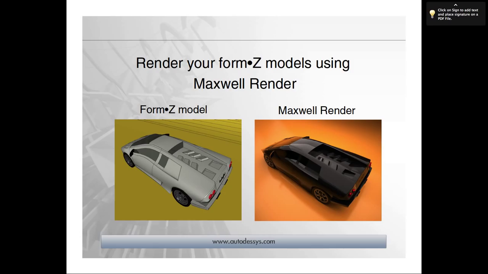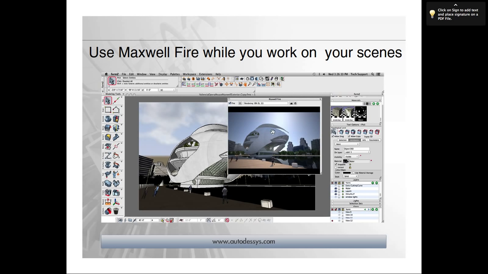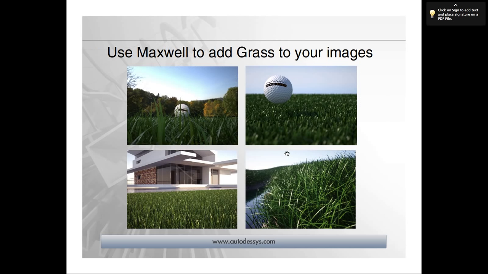Well, what is Maxwell? Maxwell is a third-party rendering application for Mac and Windows that you can purchase from NextLimit at nextlimit.com. Maxwell has great new features like Maxwell Fire, which is this real-time rendering window that allows you to preview your render as you work on your file, and also Maxwell Grass, which is a nice way of adding grass to your images. This is certainly one of the grails of computer graphics, the ability to add grass to your ground plane and simply have it render out grass at render time.